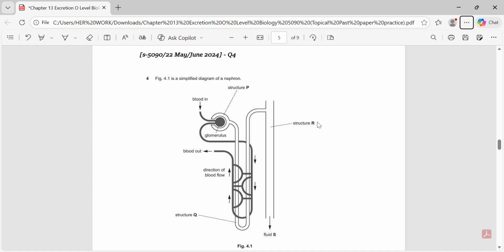Moving on, we have a paper 2 question now. It says, figure 4.1 is a simplified diagram of a nephron. Some parts are already labeled in the diagram: blood in, blood out, direction of blood flow, and the glomerulus. Structure P is Bowman's capsule. We can note this for our own reference as it will help in answering further questions.